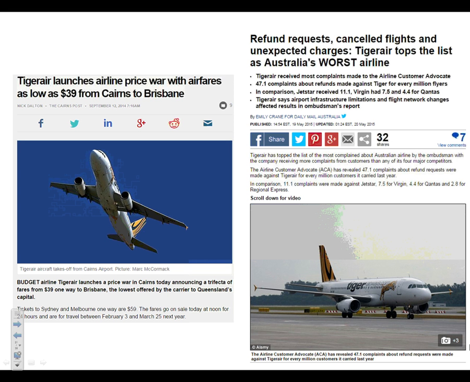Tiger's received the most complaints made to the airline customer advocate. And so, look, they have to give refunds back. It's not just that they're going to lose customers, they're already having to pay back their current customers. So it just goes to show you cannot reduce quality to the point that you're really, really bad. If people are going to choose to go Tiger, the price is going to have to be very, very low, and people must have expectations that that price is going to come with really poor customer service.